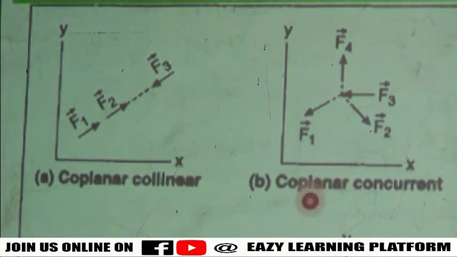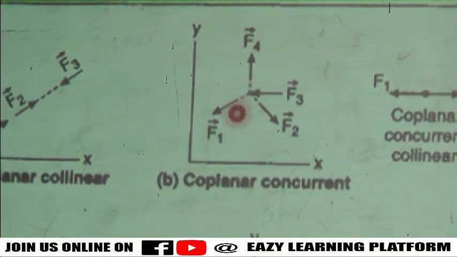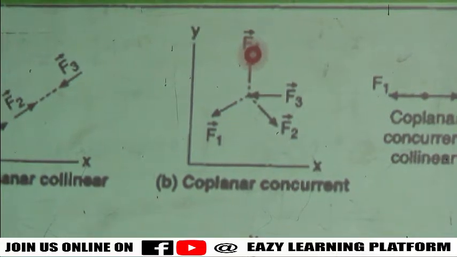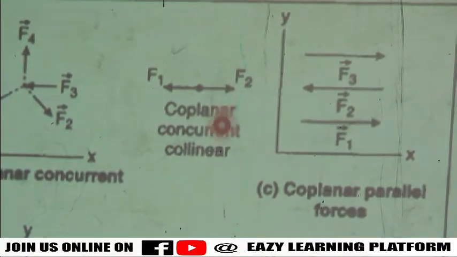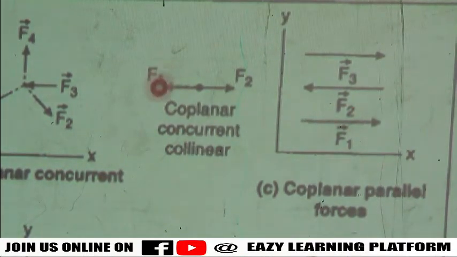These are coplanar concurrent forces. They are all acting in the X and Y plane. F2 is also in the X and Y plane. F3 is in the X and Y plane. F4, X and Y plane. And they are concurrent. So we call it coplanar concurrent forces. These are coplanar concurrent collinear forces. You can see that F1 and F2 are acting on the same line. Their lines of action also intersect, and they are also acting in the same plane.